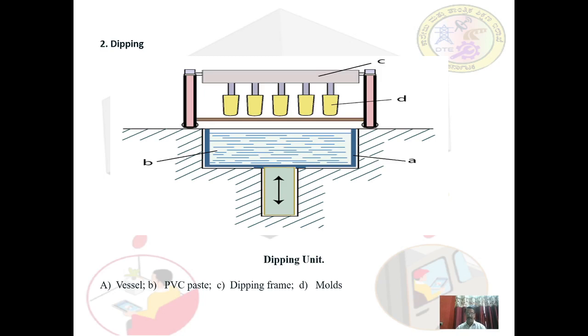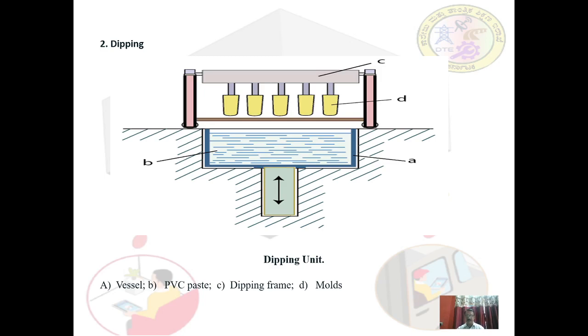For the manufacture of articles such as gloves, boots, etc., in which one side remains open, the opposite mold is immersed. Subsequently, the coating is gelled. A series of identical molds mounted on the dipping frame are used for the mass production of such articles.